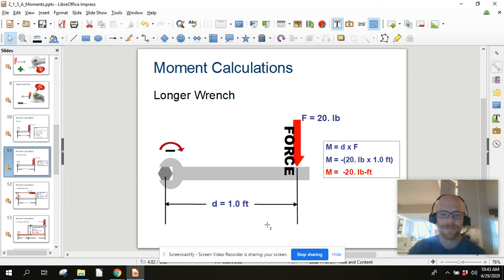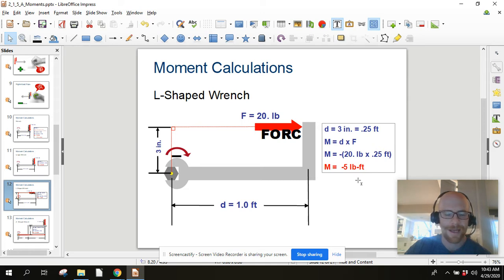Same thing here, except they're just doing 1 foot. So it's 1 foot exactly, 20 times 1, 20 pound-feet here. I'm going to say pound-feet just because I'm saying the two units. It's a pound and it's a foot.